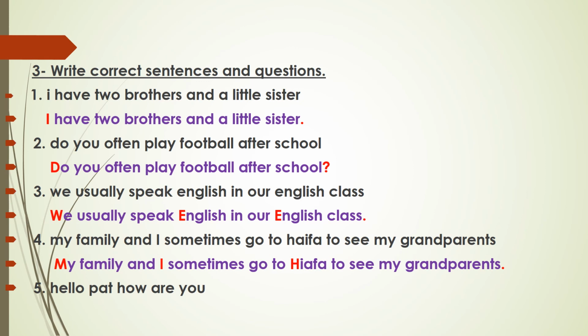Number 5. Hello Pat, how are you? The first part of the question here we write as a capital letter, Hello, and Pat here is a name so we must write it as a capital. After Pat we put a comma. After the comma we put a small letter, how. And here we have a question, how are you? At the end of this question we put a question mark. Please check your answers.